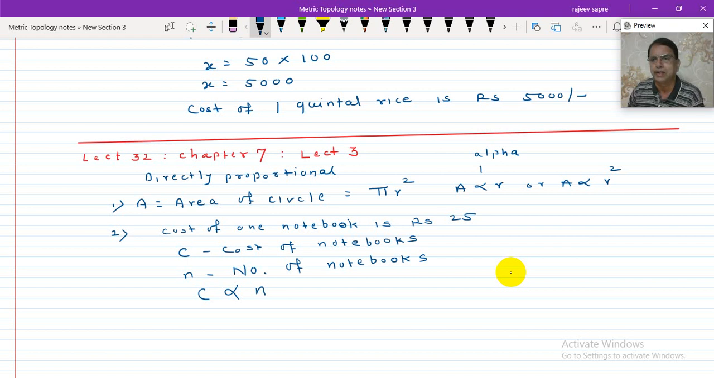नंबर ऑफ नोटबुक्स जर तुम्ही वाढवल्या, समजा 10 नोटबुक्स घेतल्या तर 250 रुपये लागतील, कारण एका नोटबुकची किंमत 25 रुपये आहे. सो 10 नोटबुक्सची 250 होईल, 5 नोटबुकची 125 होईल. म्हणजेच काय, 10चं 5 झालं की 250चं 125 होतं, राईट. So cost depends on N and it is in direct proportion with N. N is the number of notebooks. आणि तो जो कॉन्स्टंट आहे तो 25 आहे, कारण एका नोटबुकला 25 रुपये पडतात. आय होप यू अंडरस्टूड.